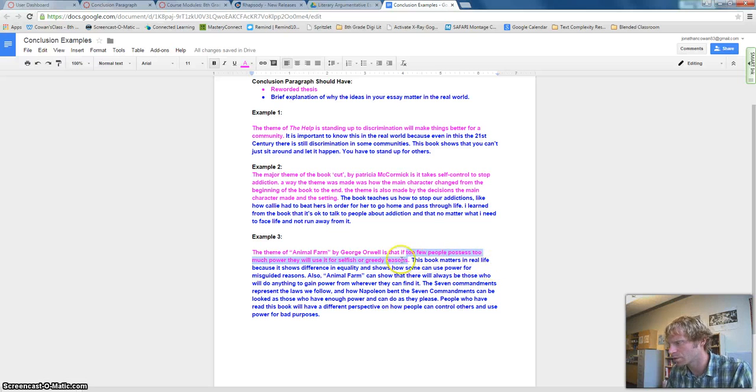They said this book matters in real life because it shows difference in equality and shows how some can use power for misguided reasons. "Also, Animal Farm can show that there will always be those who will do anything to gain power from wherever they can find it. The 7 Commandments represented the laws we follow, and how Napoleon bent the 7 Commandments can be looked at as those who have enough power to do as they please." These things the person's referencing are details from the book. "People who have read this book have a different perspective on how people can control others and use power for bad purposes."